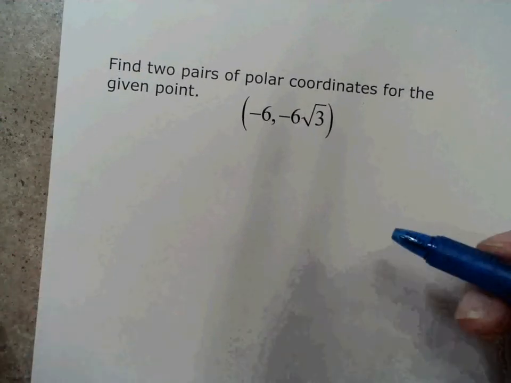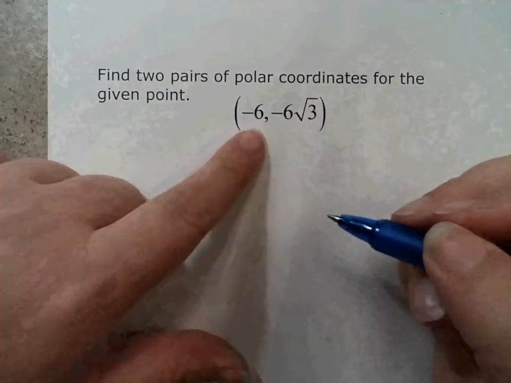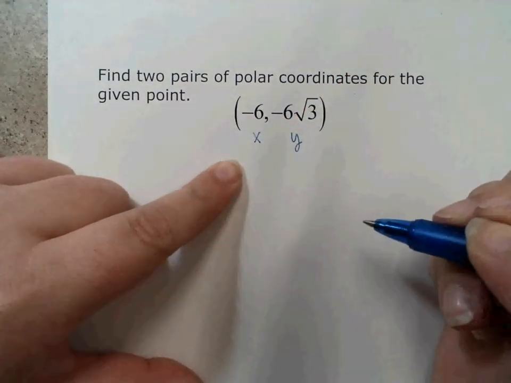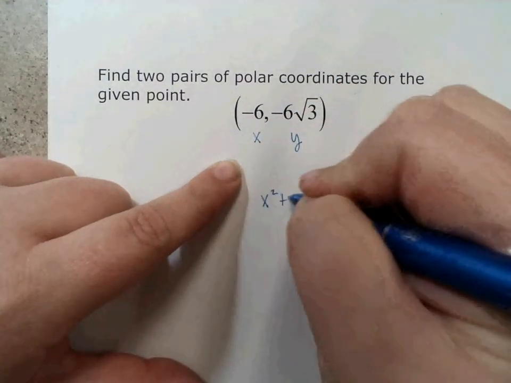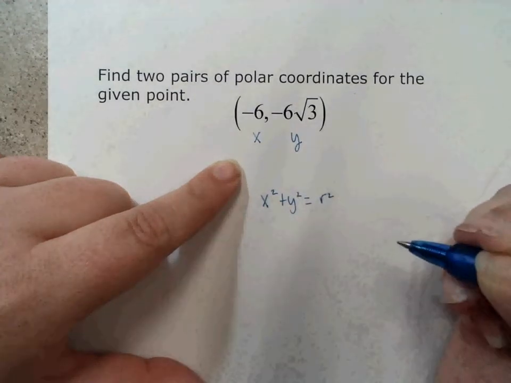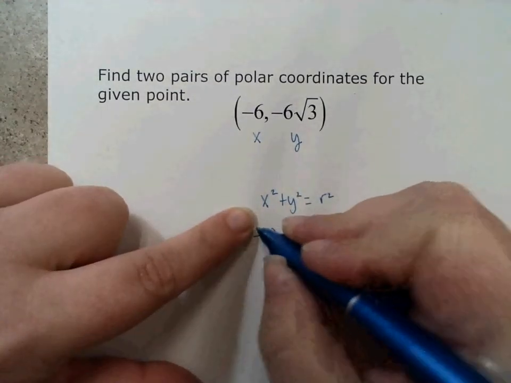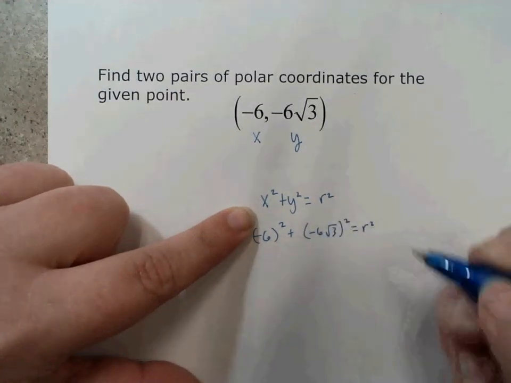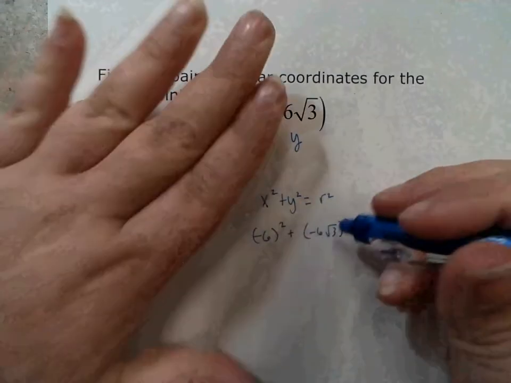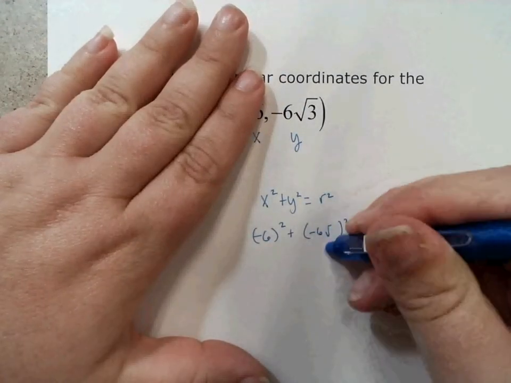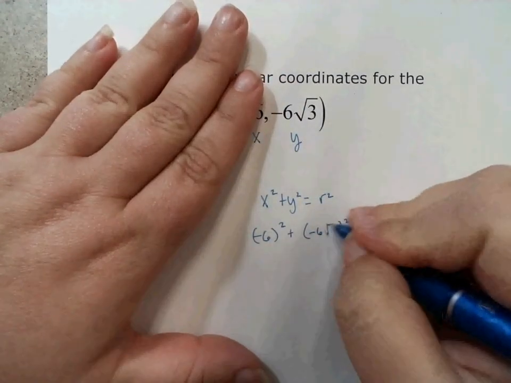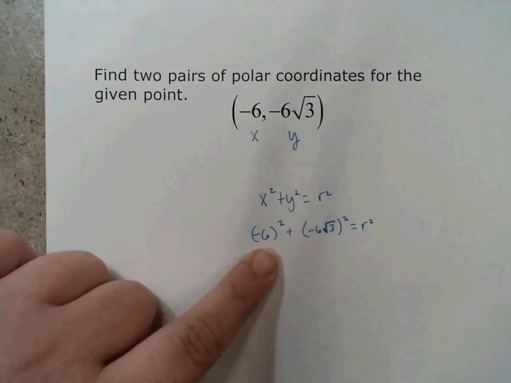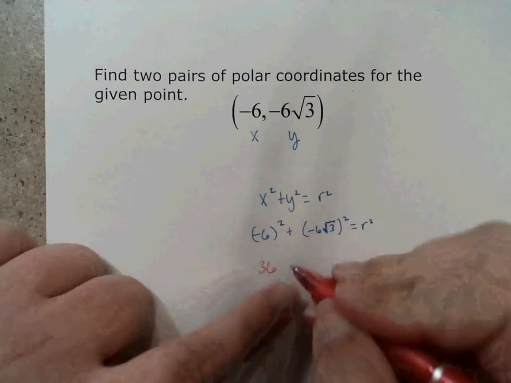Okay, last one. So for this one, I've got negative 6 and negative 6 root 3. So that's the x and that's the y. I know that x squared plus y squared equals r squared. So that would mean negative 6 squared plus negative 6 root 3 squared equals r squared. Because I'm picking pretty points so that you can do tangent inverse without having to use a calculator, you always get these patterns. You notice how it's like one of them and three of them once you square them?